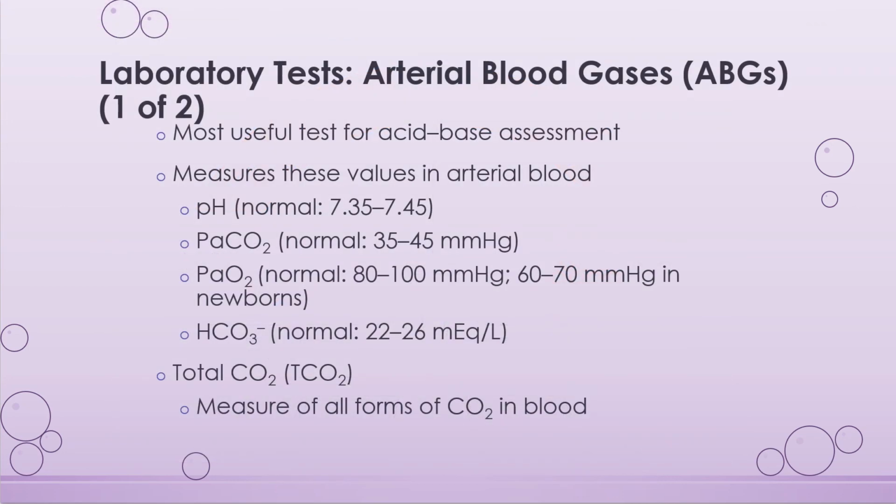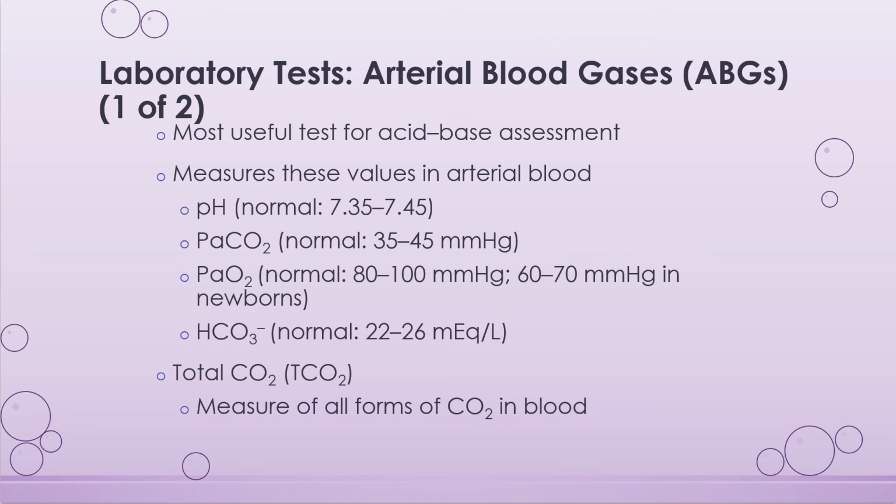So, laboratory test, an arterial blood gas. Remember, a pulse ox is great, and SpO2 is a great thing. We do it all the time. It is screening, but we do not measure actual amounts of oxygen in the blood using an SpO2. We do that by drawing an arterial blood gas, all right? And it is the most useful test for acid-base assessment, all right? So, again, this isn't new. You should have memorized this already, right?